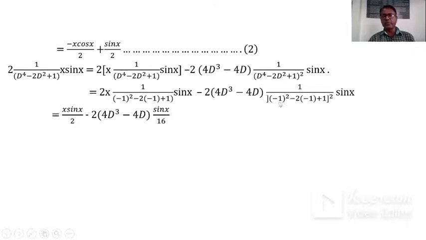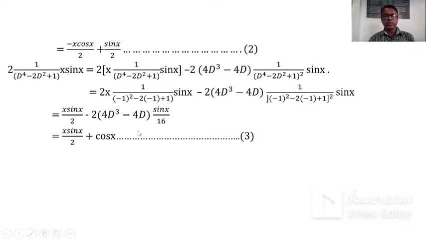If we simplify this, minus 1 square is plus 1, plus 2, plus 1. This bracket is 4, its square means 16 sin x. And now we operate this on this. We get, after simplification, this is 2, take 4 outside, this becomes 8. After taking 4 outside, it becomes 8.